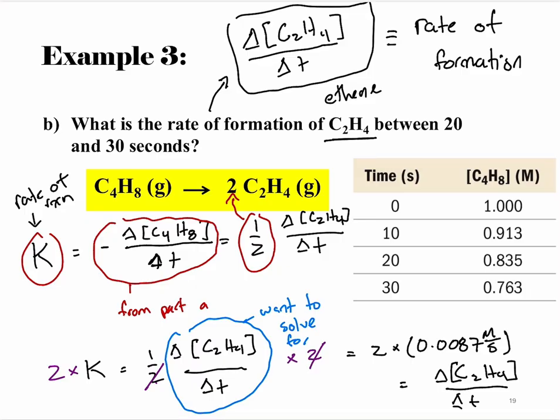So, oh, you're right. We actually have to use the data from 20 to 30 seconds. Yeah, I skipped over that part. Good job for pointing that out. So from 20 to 30 seconds, we can't use this from part A. This is actually another layered step. So let me erase this from part A.